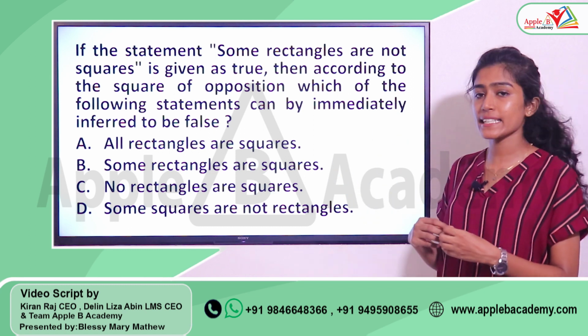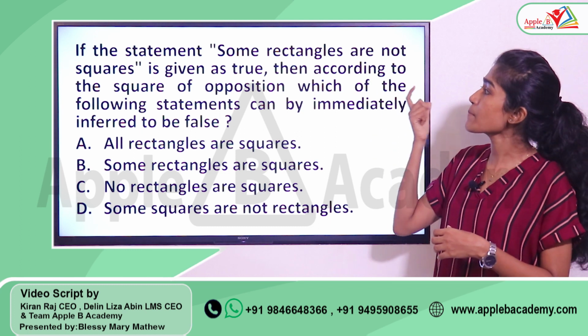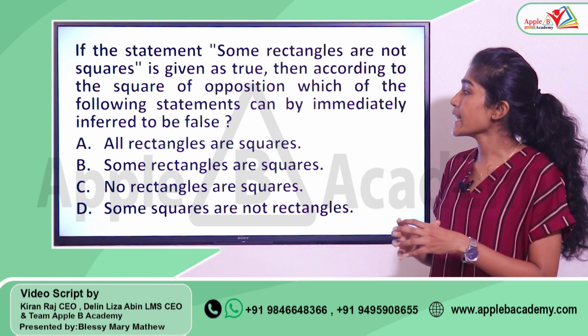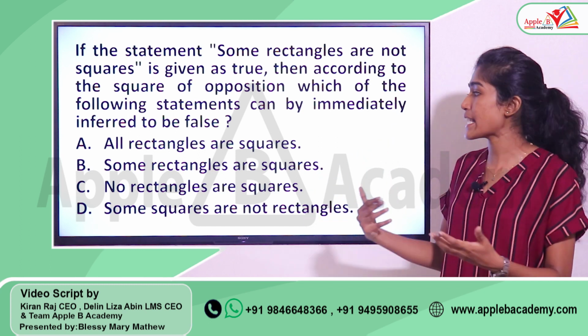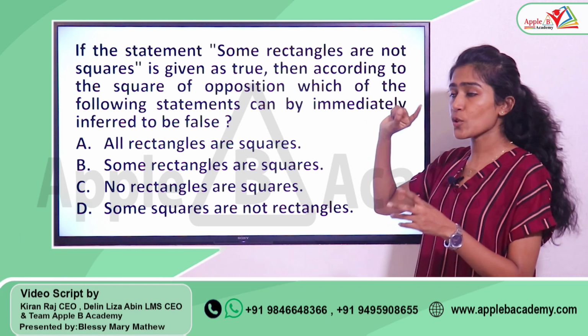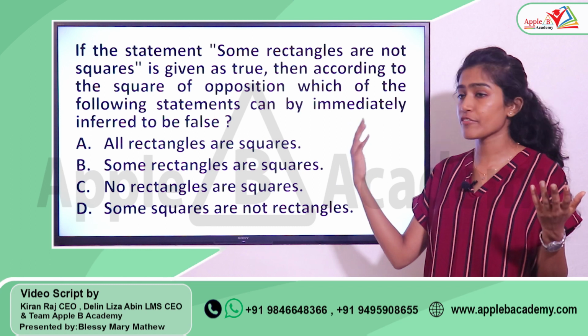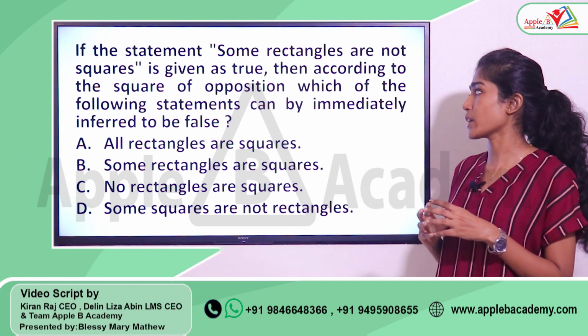The question asks us to find, if the statement "some rectangles are not squares" is given as true, which among the following statements can be immediately inferred as false. If one is true, the next one is immediately inferred as false, that means they are contradictory. That is what we can understand from this question, right?